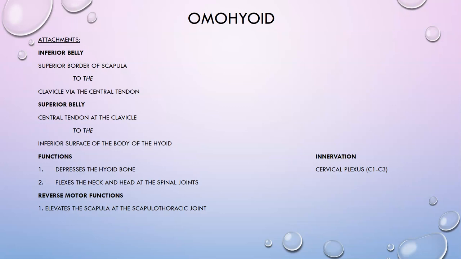Its innervation, again, is very similar to what we've been talking about. It arises from the cervical plexus of C1 to C3. So the previous two muscles were C1 and C3. This muscle is innervated by branches from the C1 level, the C2 level, and the C3 level.